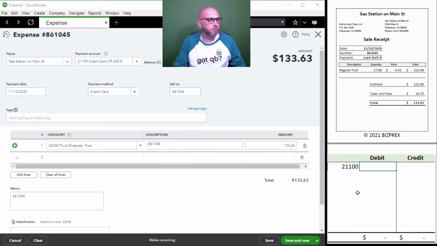Our credit card is a liability. Liabilities go up when credited. We owe money to the bank for filling up this truck. What else is happening? Well, our expenses on fuel just went up because we bought some fuel with it, right? So here it is, debits and credits are in balance. This amount right here is a debit to account 63,200, and this amount right here is a credit to account 21,100, right? So here it is.